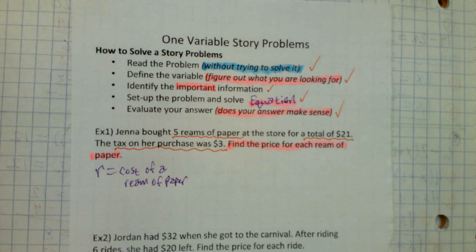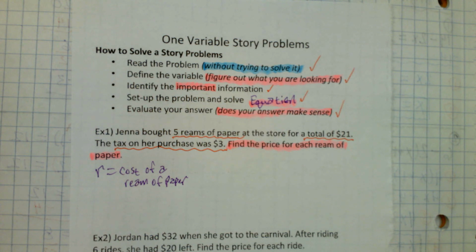So all of that has to come together into some sort of equation. So maybe we can figure out how much Jenna paid. So let's talk about how much he paid. How can I use 5 reams? Do we know anything about the reams? We don't, right? We don't know how much they cost. But what are we using to represent that cost?